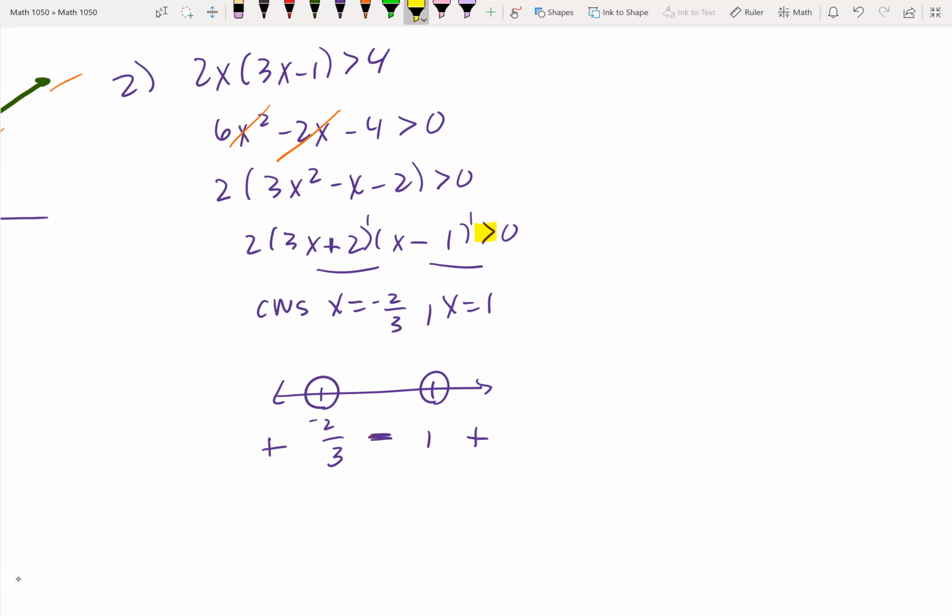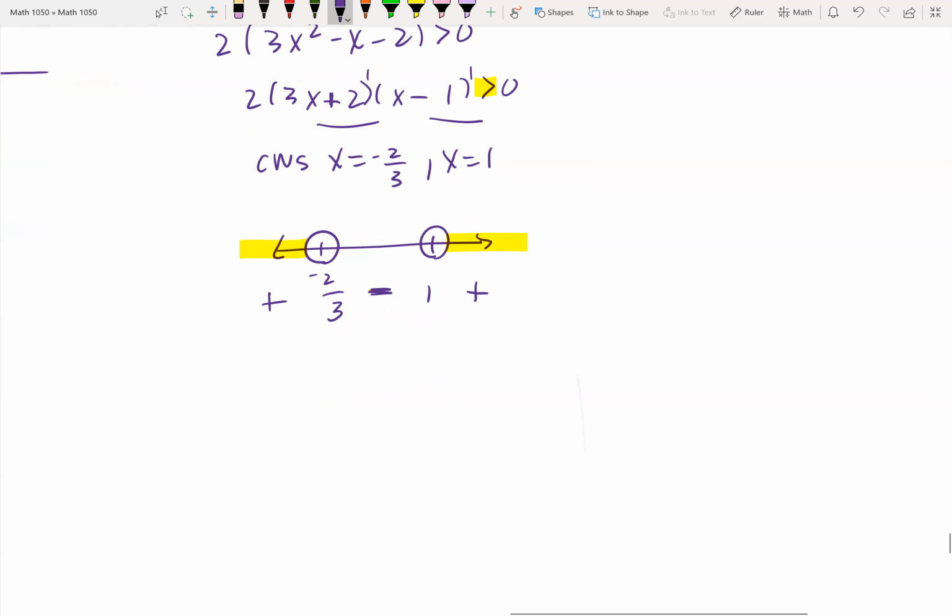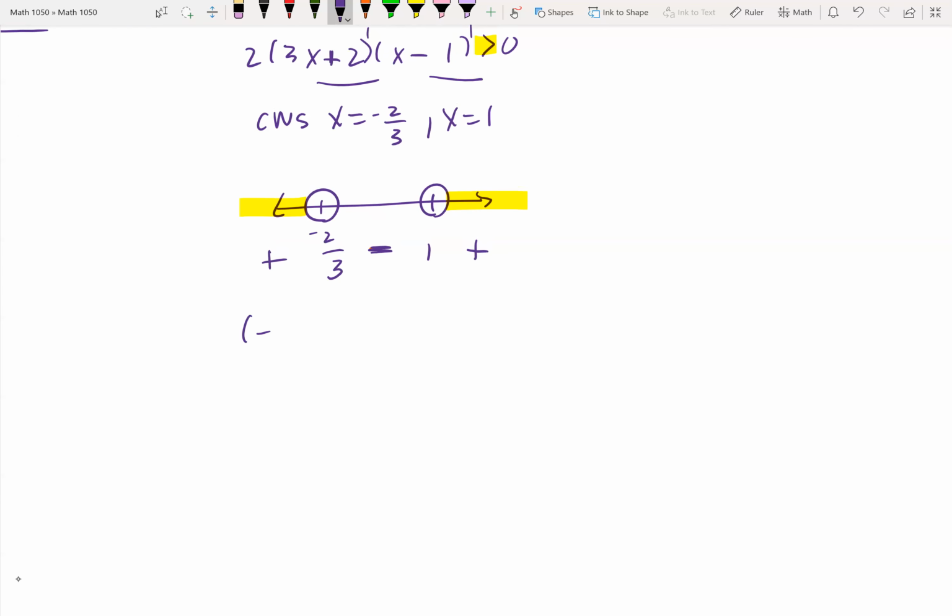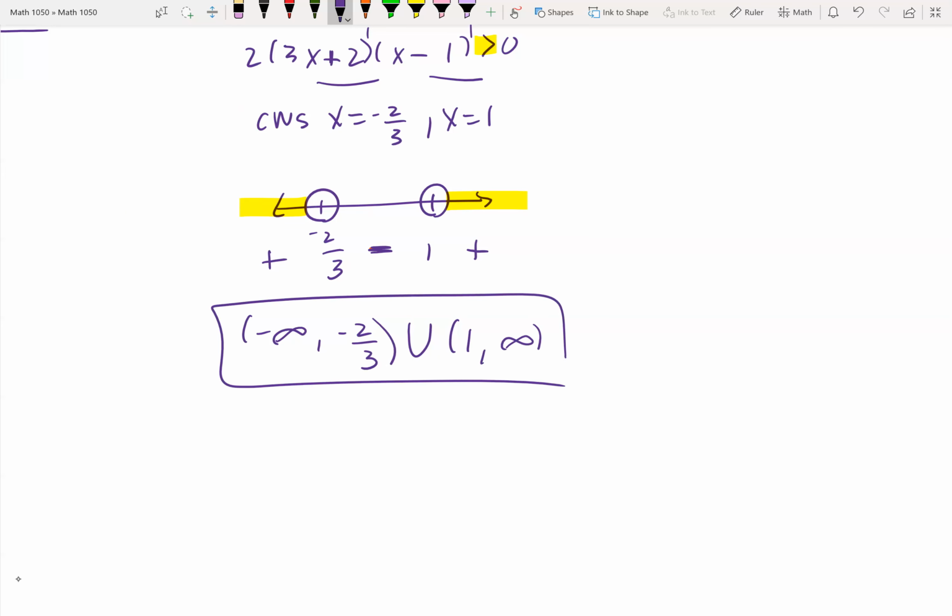This inequality is greater than, which means I have to shade here. It didn't tell you how to write your answer. You do have to write your answer in either set or interval or inequality notation. So it's negative infinity, negative 2/3 with a parenthesis, union, 1 to infinity. That's your answer. Okay, number 3.